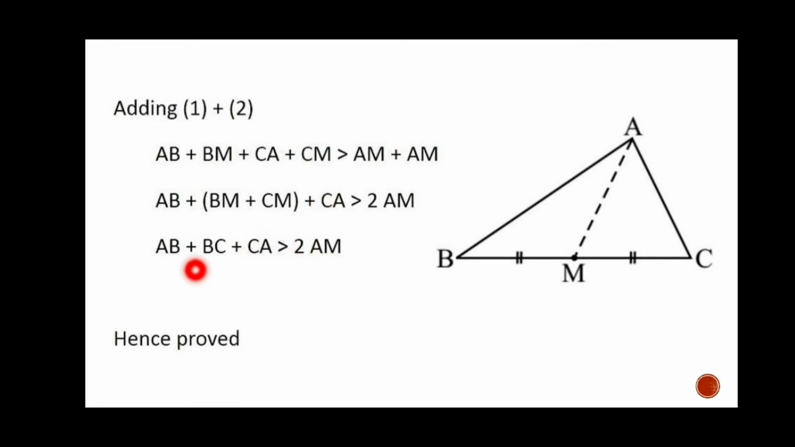Hence it is proved here that the sum of the three sides of a triangle is greater than twice its median. So we can say AB plus BC plus CA is greater than 2AM. Hence proved.